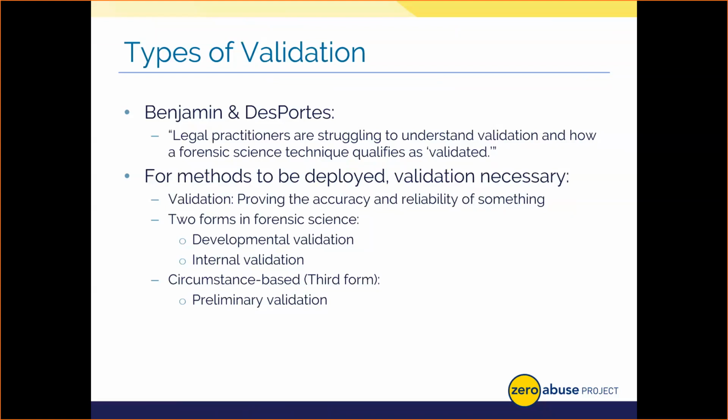Now, there is a circumstantial based preliminary validation that exists, but typically we use this only in cases where a serious crime, like a bioterrorist event, has occurred, and we need to get data and use results without having time to fully validate a method. So that's that extreme circumstance type of validation.